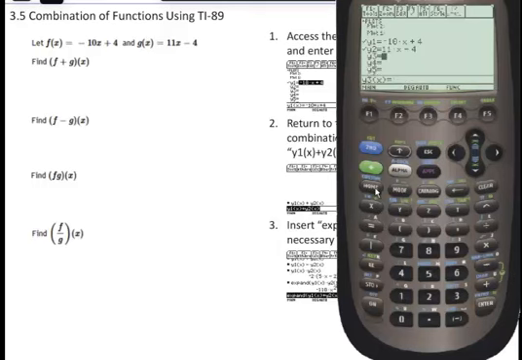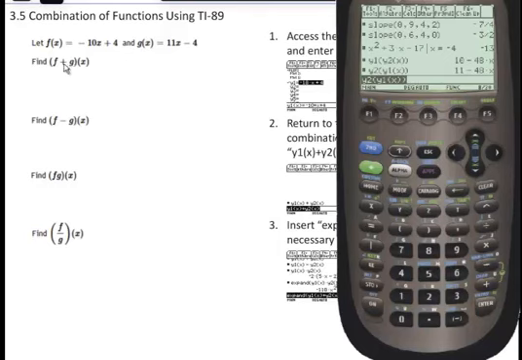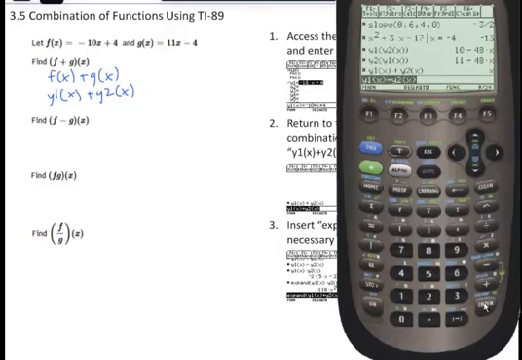When I go back to my home screen, I can simply type in what I'm expressing here. Remember, f plus g of x is just taking f of x plus g of x, which means y1 of x plus y2 of x, with the way that we've entered these. We're not evaluating it for anything, so we just leave the x, and you get your answer, which is x.